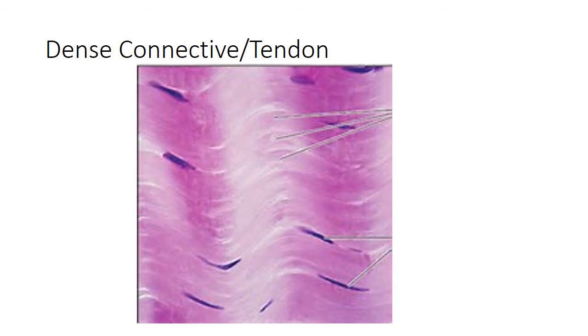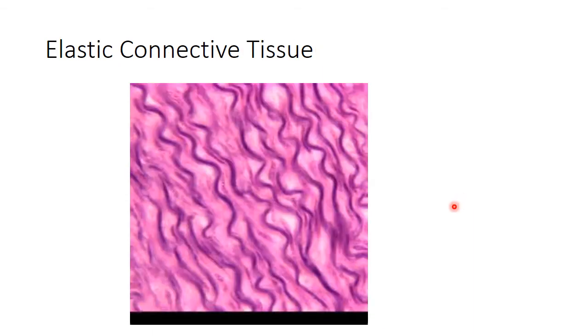What else you got going on? This is elastic connective tissue. So elastic connective tissue, you'll find this in the wall of your large arteries. So with your arterial blood, as it pulsates through your arteries, they stretch. So elastic connective tissue.